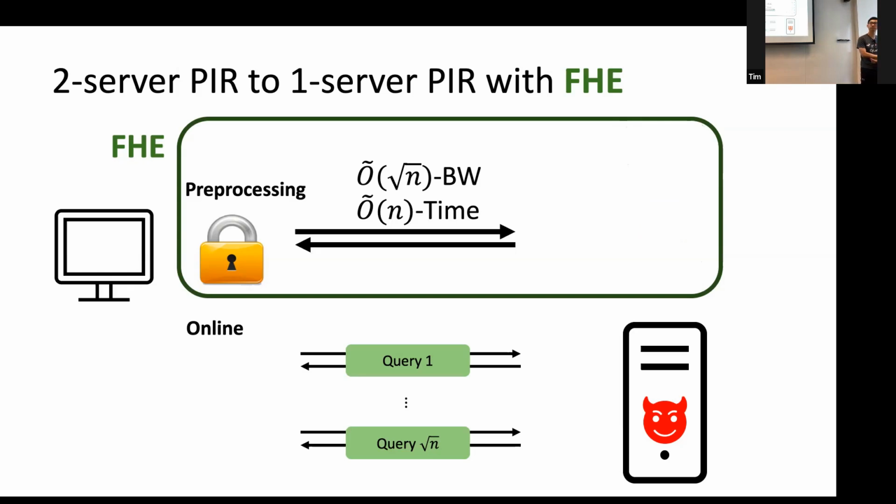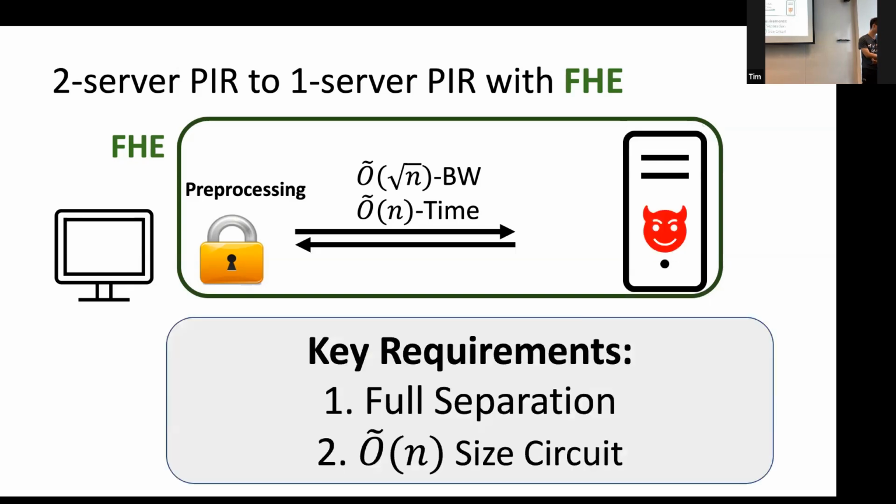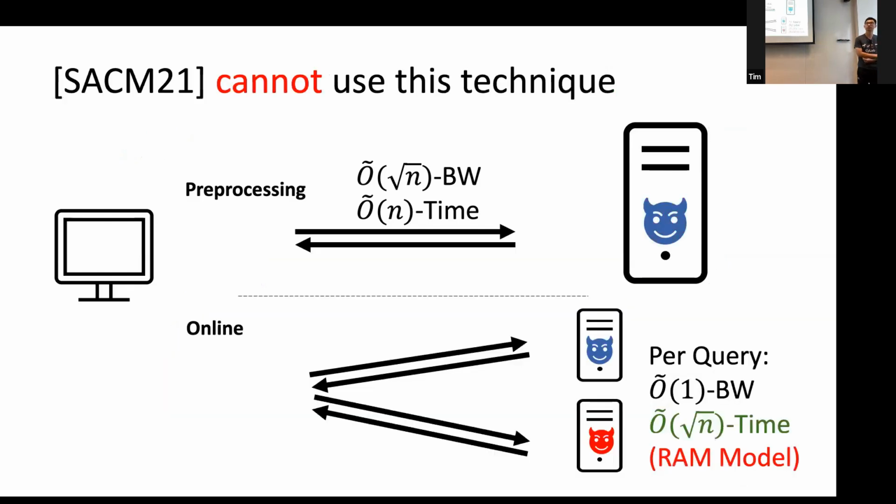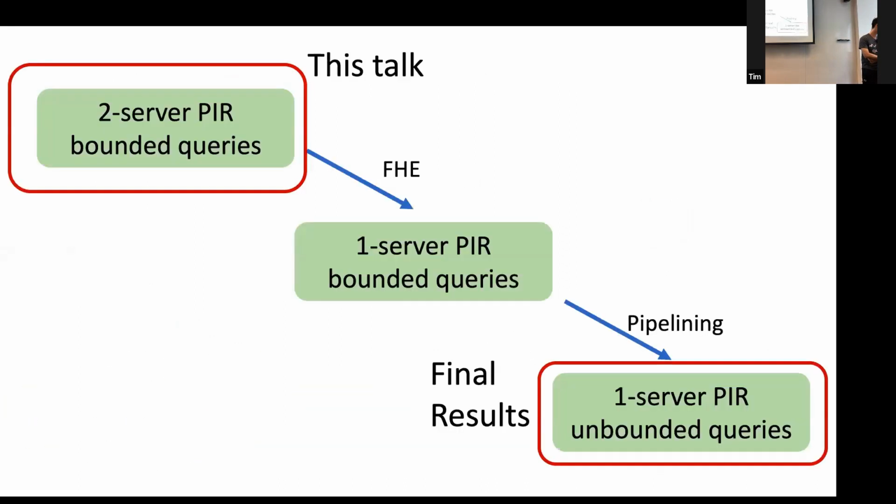This full separation is actually efficient in time. Online, you need to do this transformation, and it'll blow up the square root n to linear, because the square root n in the two-server case in this scheme is in the RAM model. So it's more about efficiency. Oh, it's not about security.